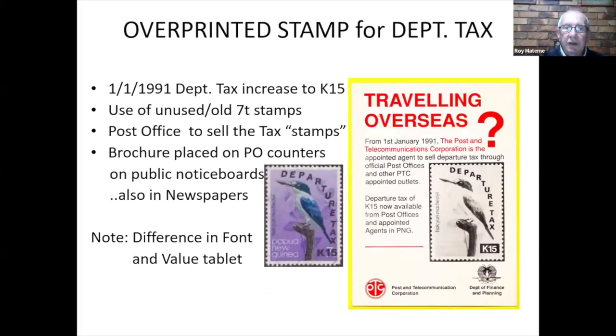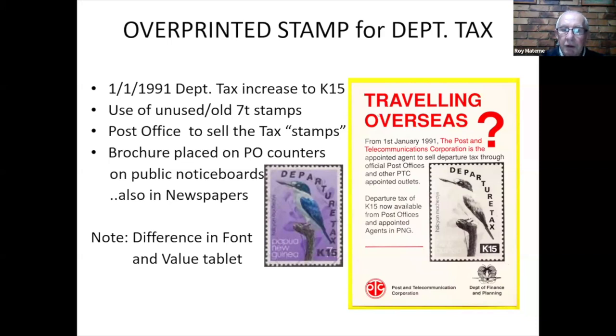So they said, oh, we've got these old 7 toea stamps with a pretty picture of a bird, and perhaps people will like that, and we've got lots and lots of them, so they decided to overprint these stamps. To advertise the new stamps, they put out this colourful brochure that you can see on the right-hand side. It was printed in newspapers and put on notice boards, but these brochures I picked up on the counter in the post office in Boroko.